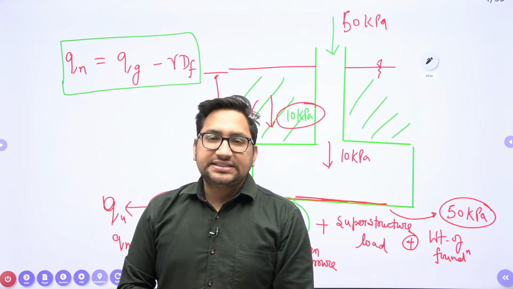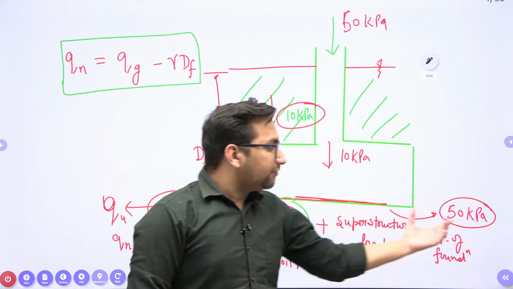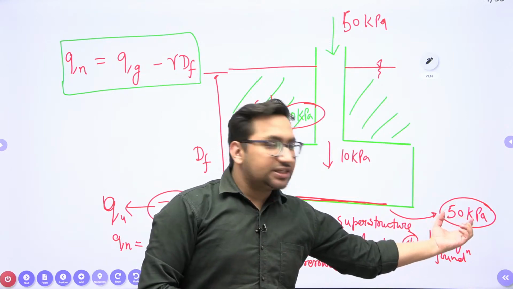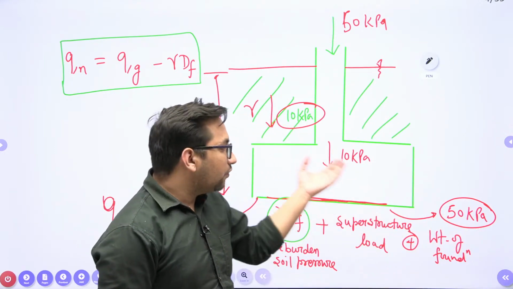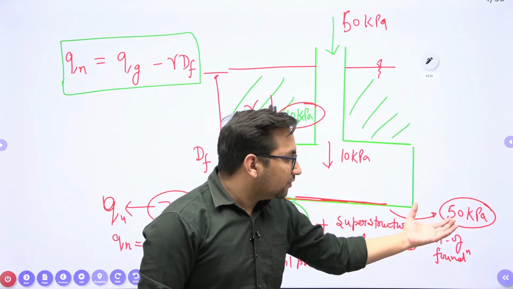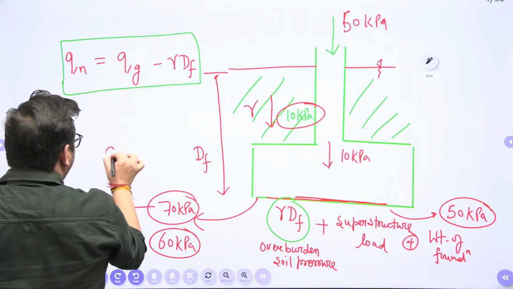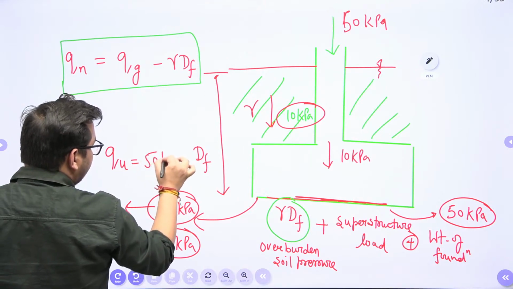Can I say that the maximum stress value which can be taken by this foundation will be 50 kilopascal only? If you apply a pressure value more than this particular value, your soil is going to fail, or ultimately the foundation is going to fail. Yes or no? So this 50 kilopascal value will be my ultimate bearing capacity.